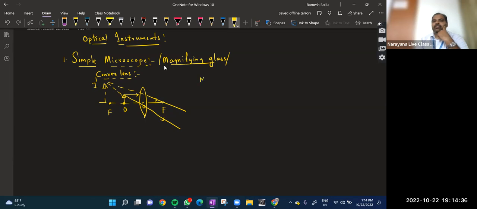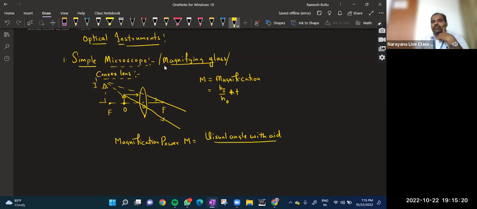Understood? What is the magnification power or magnification of the convex lens? I'm requesting everyone, what is the magnification of the lens? Height of the image by height of the object. We already discussed that. Here, after some time, different things will act. Now we can define magnification power, or magnification. Magnification power is equal to the visual angle with aid, that is, with this convex lens, divided by the visual angle without aid. Understood, students? So kindly remember this formula at your fingertips.